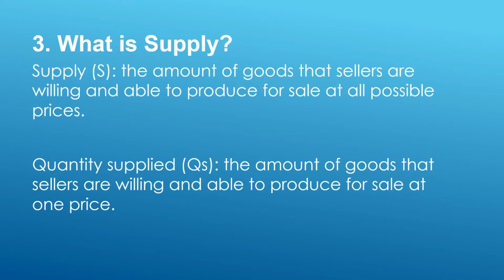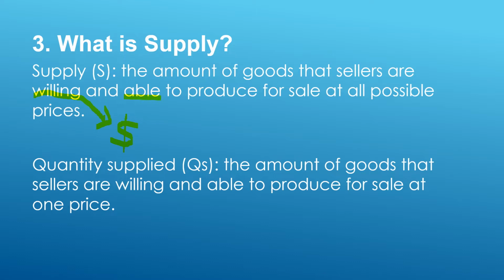Now let's see what is supply. Supply is the amount of goods that sellers are willing and able to produce for sale at all possible prices. Willing, what makes a business willing to produce for sale? Money, right? Now in economics, we call that profit. If the firms can earn profit, they are willing to produce the good for sale.